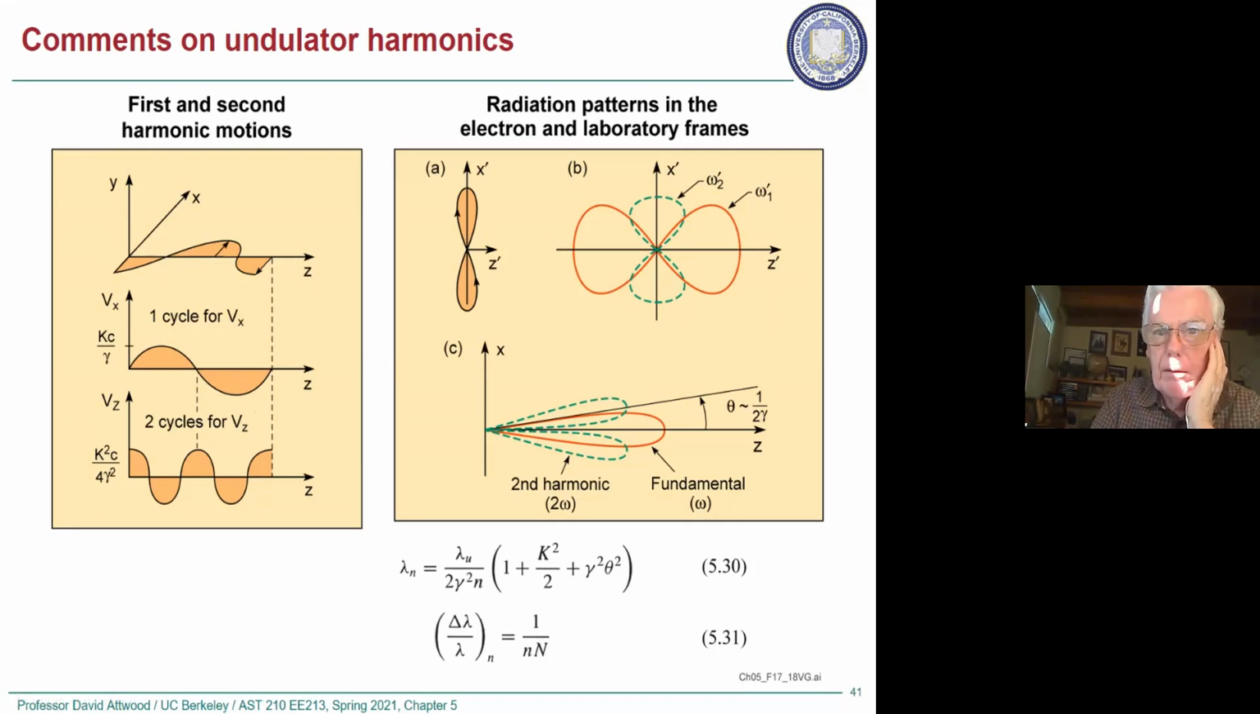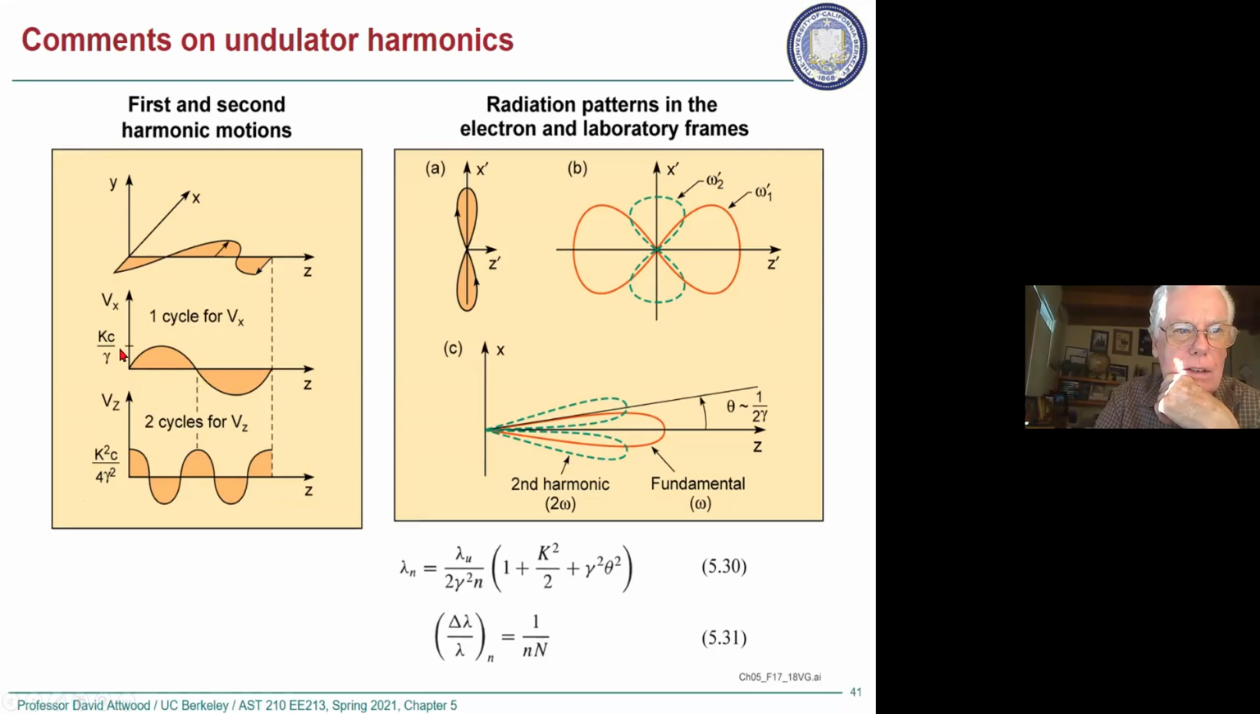Remember we saw in our equation that one period of the undulator gives us one cycle for V sub x. That's what's shown here. And it has an amplitude of Kc over gamma. Okay, so we saw that in the equation before. So this is what we calculated for V sub x. You know, we had just a cosine or a sine function. But if you notice, in one cycle for V sub x, what happens to V sub z? It actually goes through a double cycle. So we saw that in the mathematics, but you can see it here.